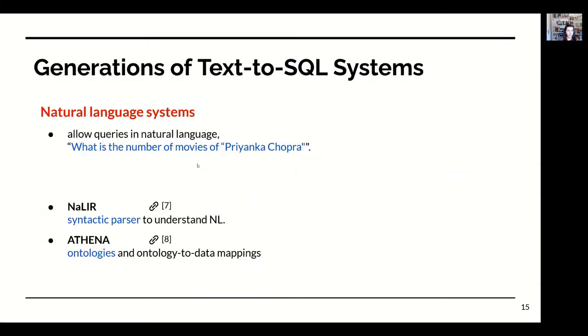Then, of course, we have natural language systems that essentially allow queries in natural language, like what is the number of movies of Priyanka Chopra? And here, of course, we have Nalir, which introduced a syntactic parser to understand the natural language question, and Athena, which introduced the idea of using ontologies and ontology data mappings for handling the problem of how you map the user data model to the actual data schema.